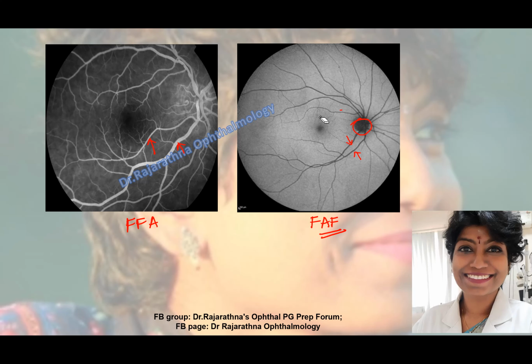Is that clear? You remember the options in question number 1? There was a true option. So have you understood how to differentiate? When you see both the pictures together, it makes sense. Now you'll never forget how a fluorescein angiography looks and how an autofluorescence picture looks. All right, guys, just keep a visual memory of this.